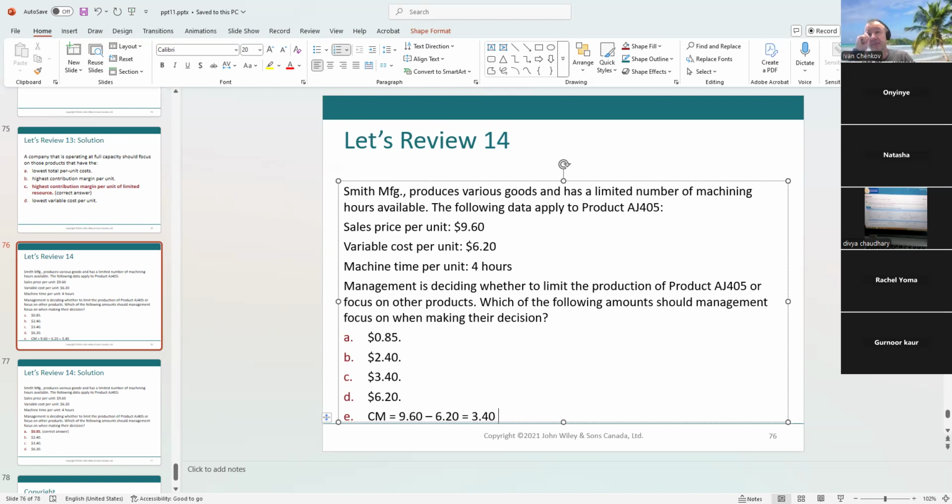Do I have a limited resource? We have limited time per unit. What's my limited resource? 4 hours. Machine hours, right? So what do I have to do? 3.40 divided by 4. What am I getting? 0.85. So what will be the number that we need from our decision? It's A. 0.85.